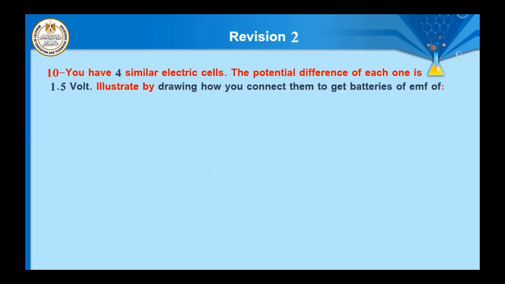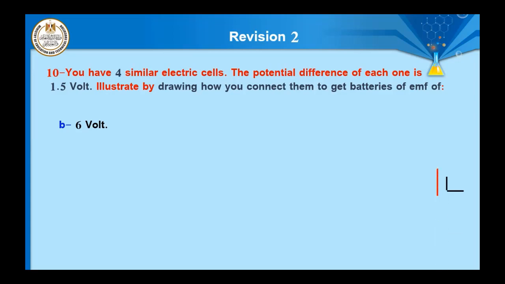Number two, he asked you to draw an electric circuit that represents the connection of four electric cells with 6 volt. 6 volt means summation of the four electric cells. So these electric cells must be connected in series connection.